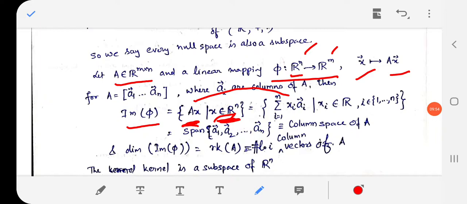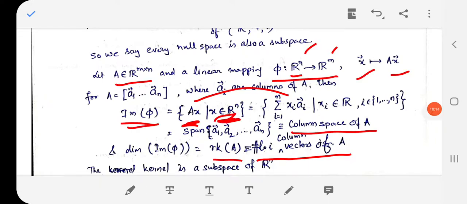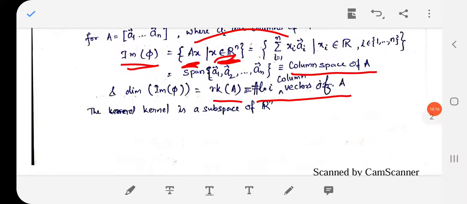So definitely the dimension of the image is equal to the dimension of the column space of A, which is nothing but the number of linearly independent vectors of A, which is actually the rank of A, right? So that's the one core thing.